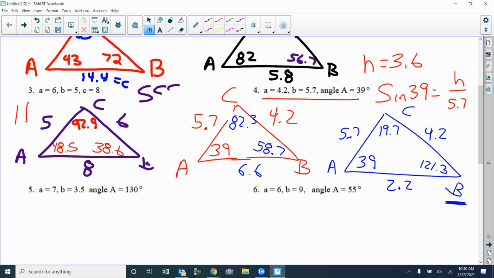So when you figure out there's two, remember that second B, okay? Those are going to be supplemental, does that make sense? They gotta add up to be 180, those two there.